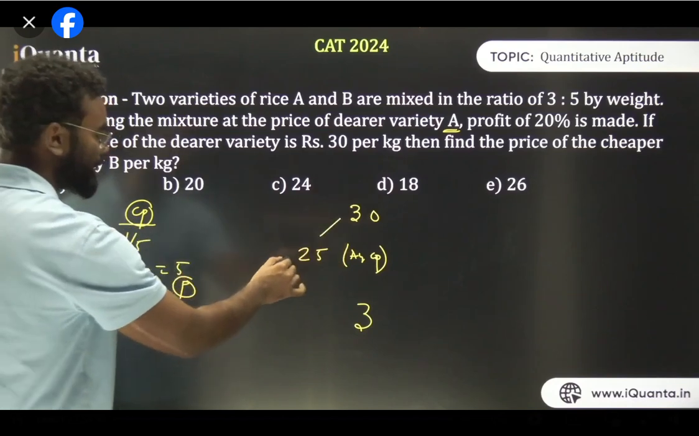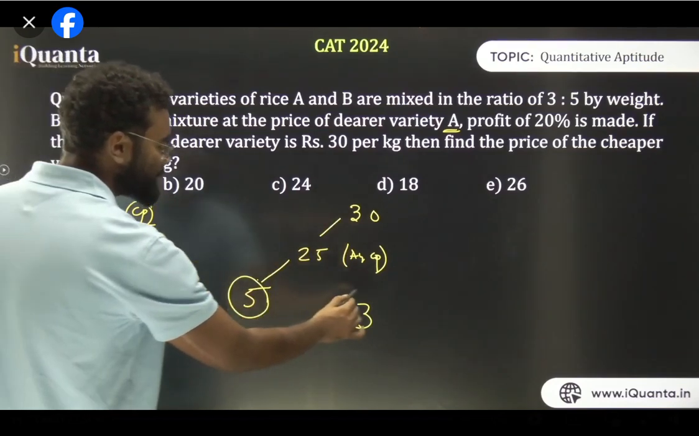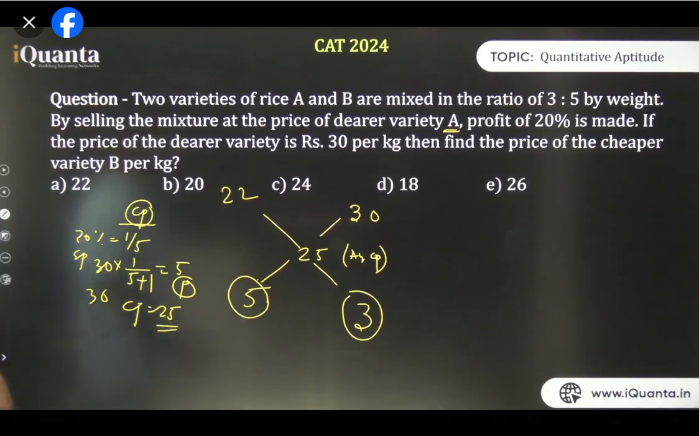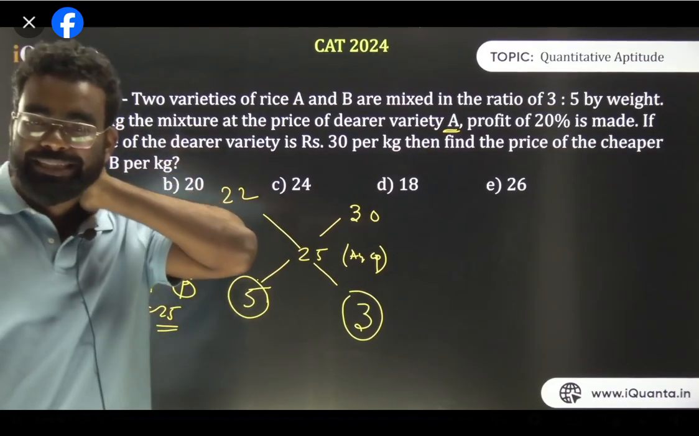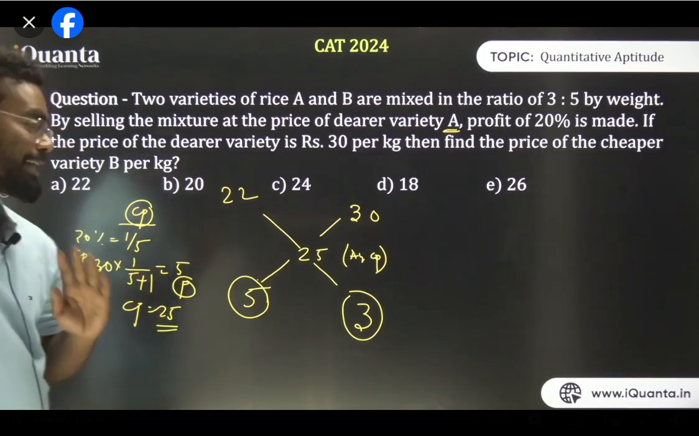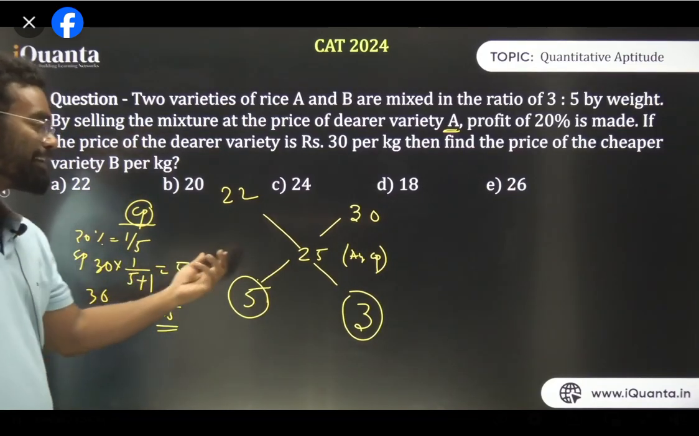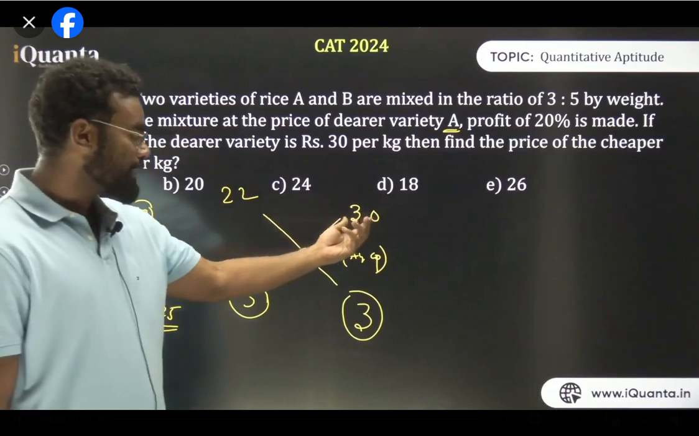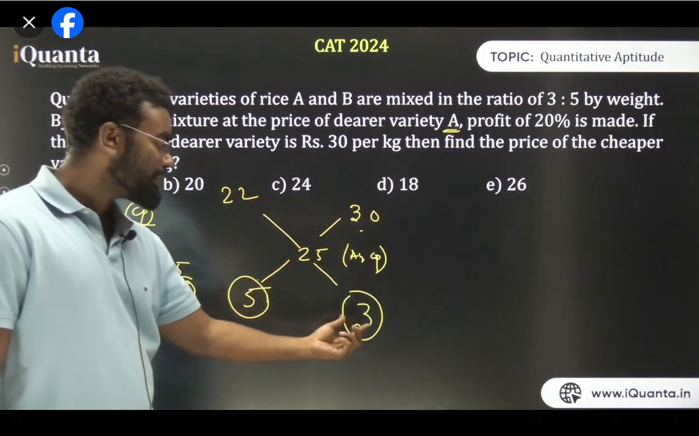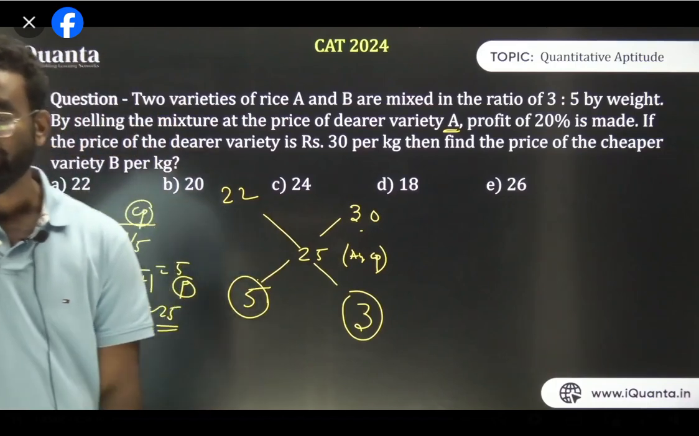So 30 minus 25 is how much? 5. So if it is 5, it has to be 3. So this is 25 minus 3, then this has to be 22. It's as simple as this. Am I clear? This is the last question we are going to do. So what I did: first I found the cost price. The average cost price I got is 25, and the dearer cost price is 30, and the ratio is 5:3 given. So 30 minus 25 is 5. So if it is 5, it has to be 3. So 25 minus 3 is 22. So your answer is 22.